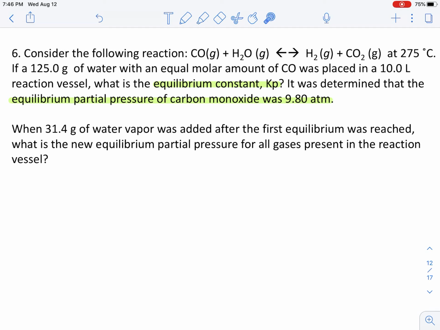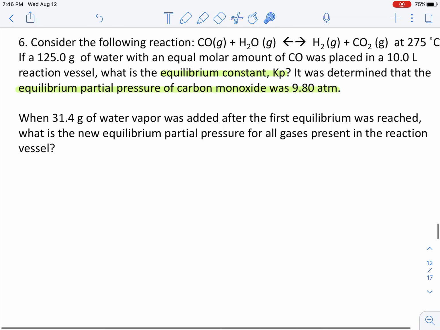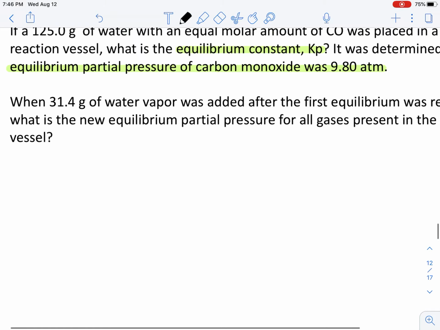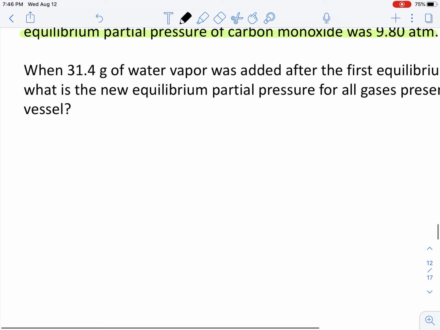However, if you read at the very beginning of the problem, we're given the mass of water, and it's telling us that we have an equal molar amount of carbon monoxide. And so let's go ahead and work through this problem. And so if we have 125 grams of water, and if we want something expressed in moles, then that means we have to convert grams into moles, right? And so the way to do that is to figure out the molar mass of water.